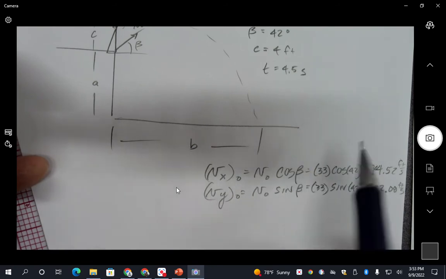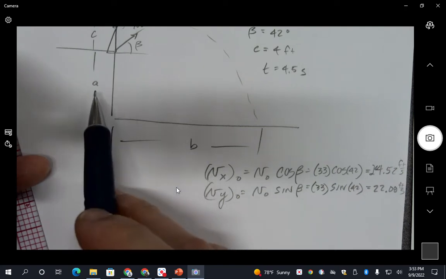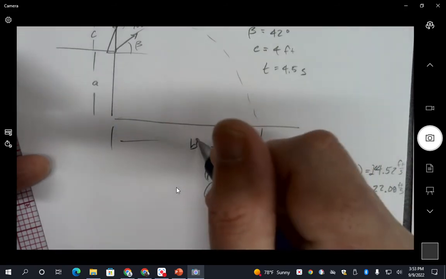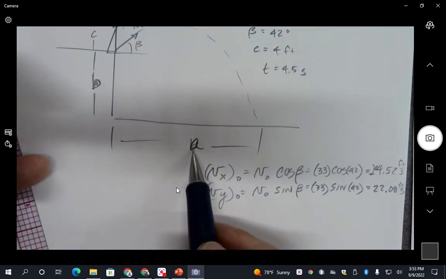Next, I want to try to start thinking about where this ball is. How far has it gone? Well, let me try to figure out where. I think I mislabeled it. I think this was A and this was B. Let me try to find where A is.